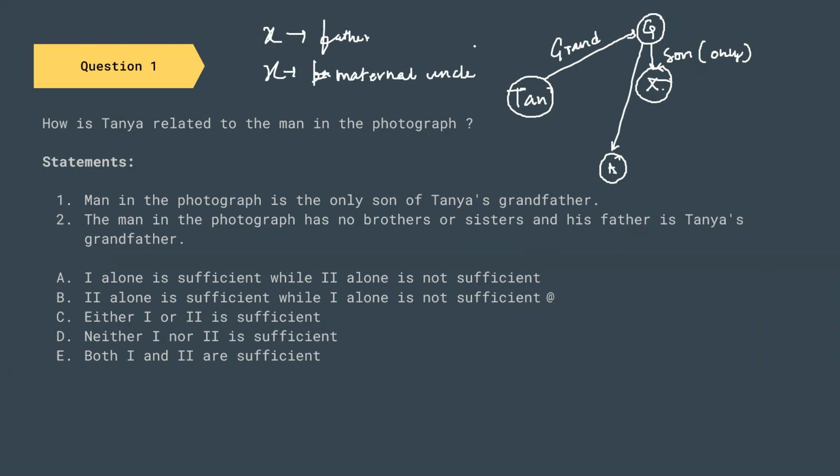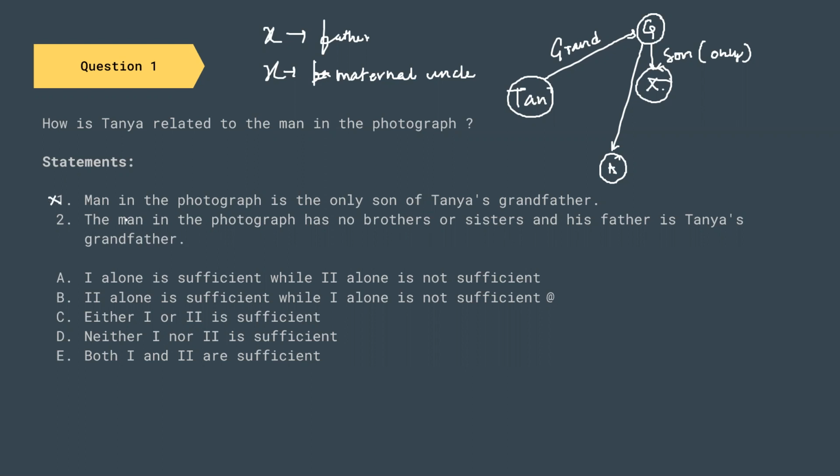So there are two possibilities from the first statement. X might be the father of Tanya or X might be the maternal uncle of Tanya, because G might have multiple daughters and Tanya might be the daughter of G's daughter. So the first statement is inconclusive to say the relationship between Tanya and the person in the photograph.